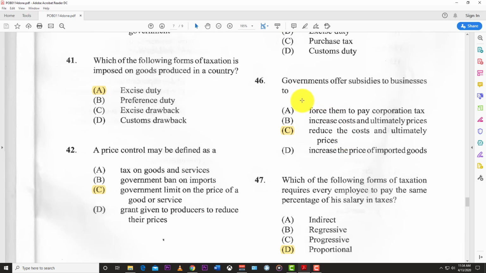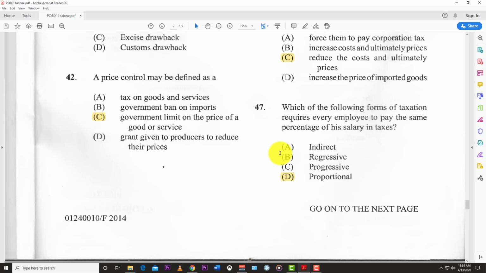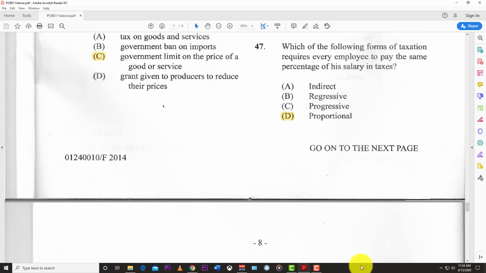46. Government offers subsidies to businesses too. A subsidy is basically a government helping a business to reduce their cost of production, and so the answer is C, reduce the costs and ultimately prices, because if the cost goes down, they can pass that on to the customers in lower prices.